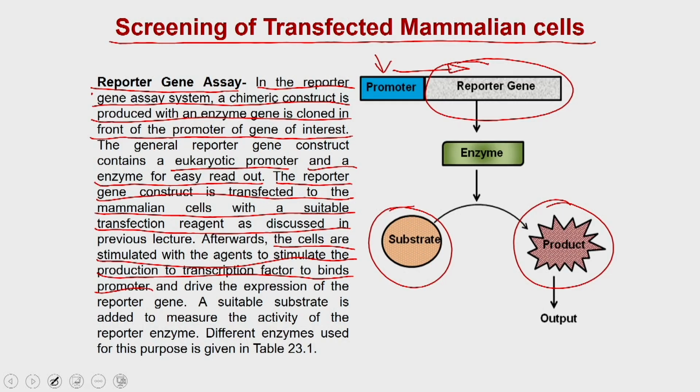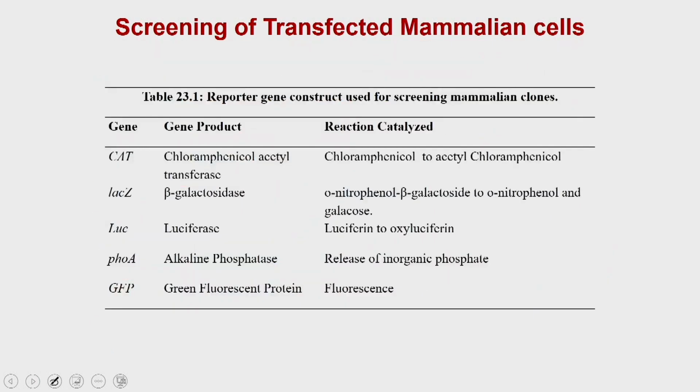Once the translation of the reporter gene is done, it is going to produce the enzyme, and this enzyme is going to process the substrate to form the product, and that product can be measured by many means. For example, by fluorescence method, luminescence method or simple colorimetry method. A suitable substrate is added to measure the activity of the reporter enzyme. There are several examples of reporter gene systems. In different systems, you can use different types of reporter gene constructs.